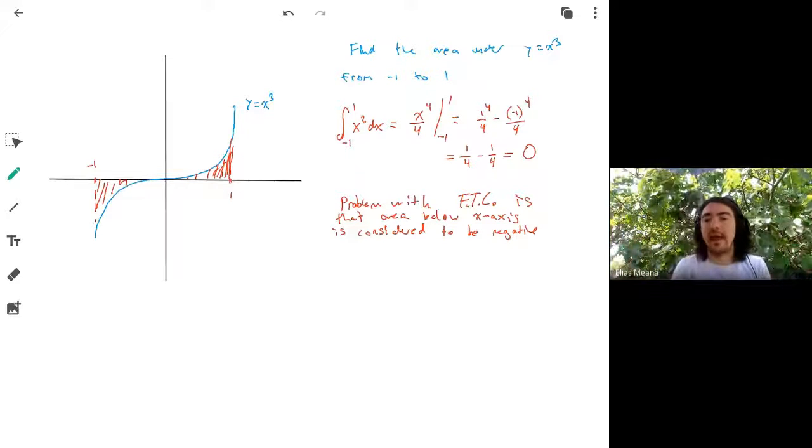So if I wanted to actually find the physical area here, okay, so here's a thought. The fundamental theorem of calculus is not allowing me to solve this problem in the way that we are used to seeing it, right?